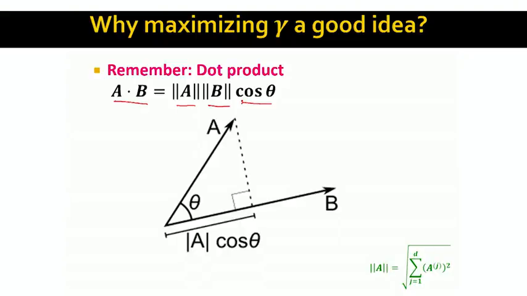Here is a simple picture illustrating this. I have a vector B and a vector A, and the way I can think of the dot product is that I take A and project it down to B. The length of this projection is simply the length of A times the cosine of the angle between the two vectors, and now I take this and multiply it with the length of B. So we can think of the dot product, or inner product, between two vectors as the length of the projection of vector A down to vector B, measured in units of the length of vector B.